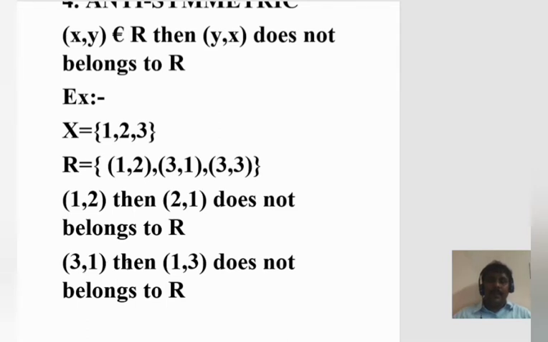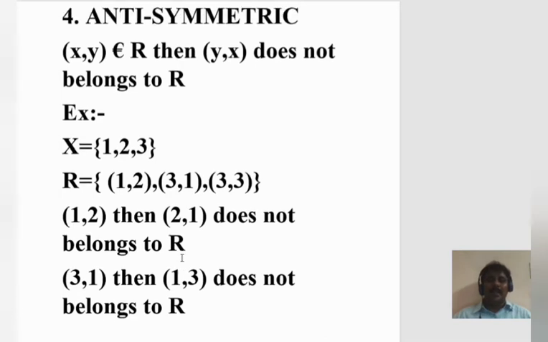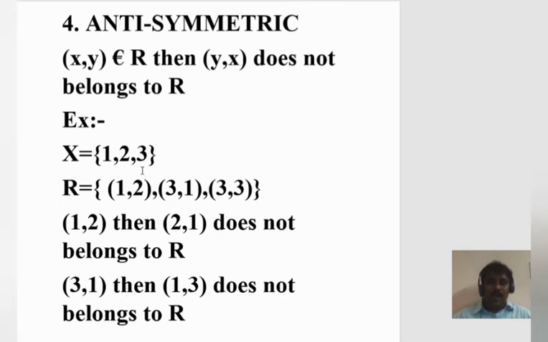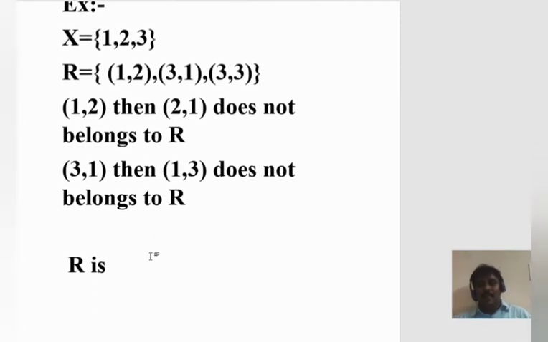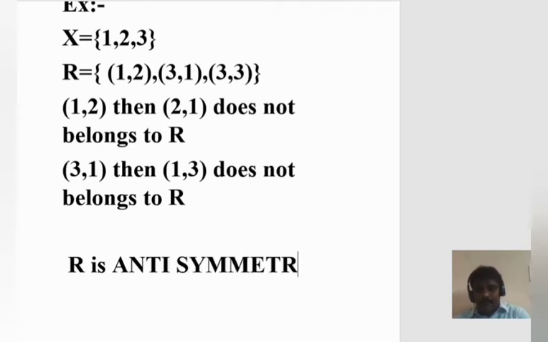Now I am taking another element, 3, 1. If I take 3, 1, then if 1, 3 belongs to R, then it is symmetric. If 1, 3 does not belong to R, then it is anti-symmetric. So here 3, 1 belongs to R, but 1, 3 does not belong to R. So it is anti-symmetric. Therefore the given relation R is anti-symmetric.